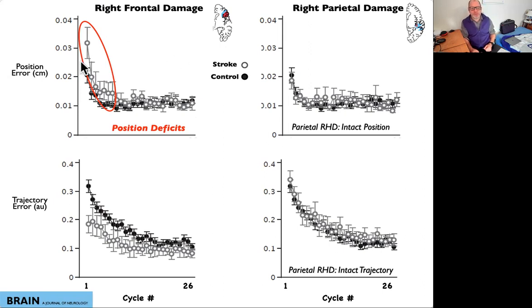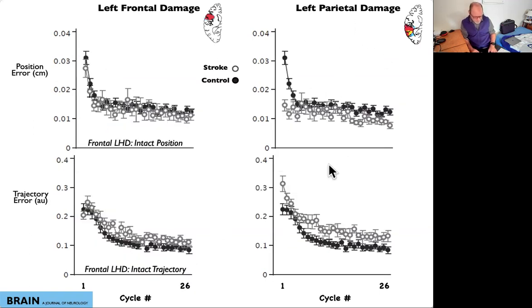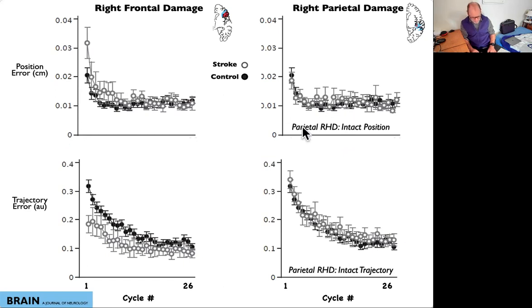So, right frontal damage, excuse me, I have to move something. What we found was that the stroke patients showed worse ability to correct back to the target with right frontal damage, but with right pyramidal damage, they look just like controls. And they had what we call the trajectory advantage here. In other words, they weren't correcting well back to the target, which is why they showed this error during the course of learning. They eventually converged, not totally converged in terms of their straightness of movement. And then the right parietal damage, they look just like controls.